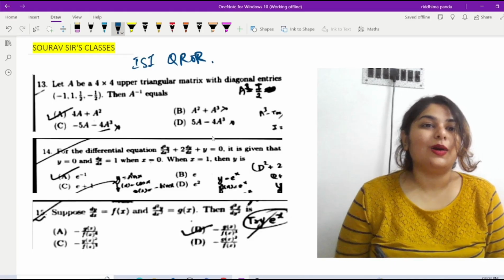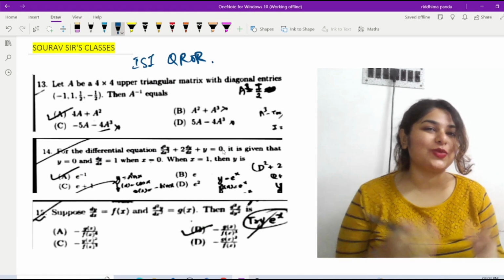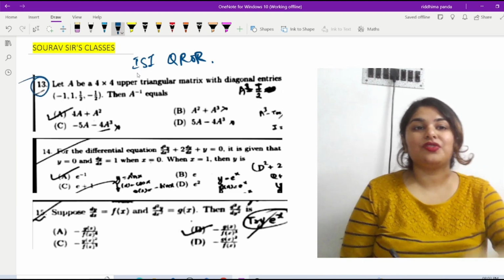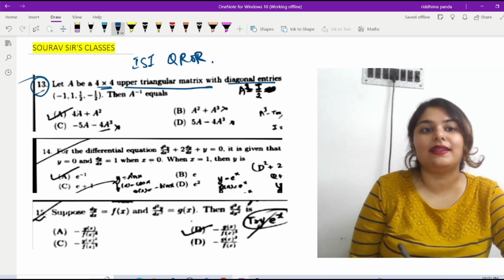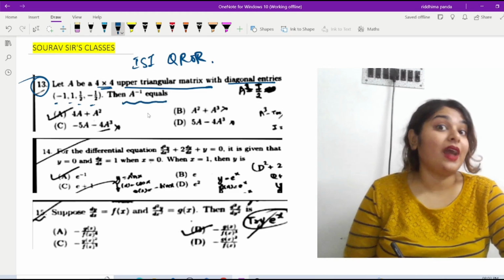I'm Radhima. So here we are solving the questions from the ISI QROR 2023 question paper, and in front of you is question number 13. The question reads, let A be a 4 cross 4 upper triangular matrix with diagonal entries as -1, 1, half and minus half. Then A inverse will be how much?